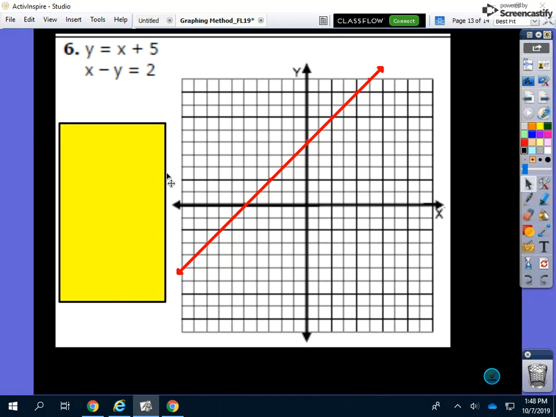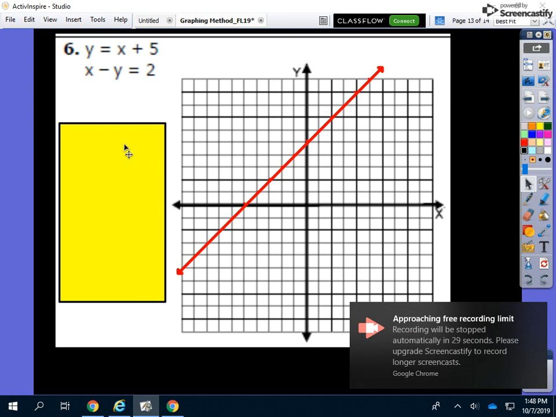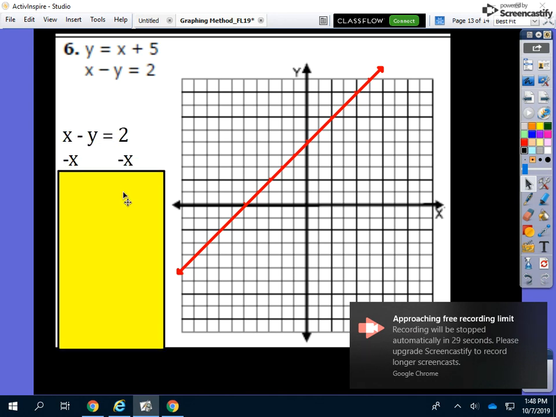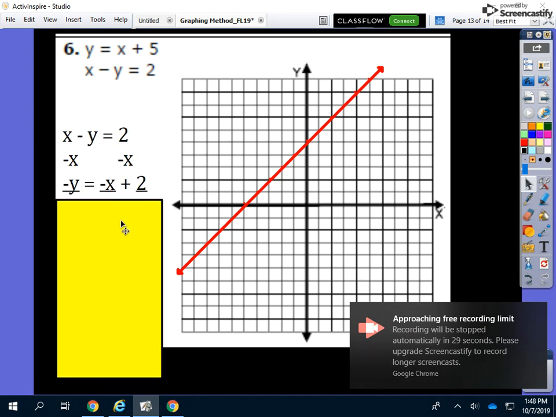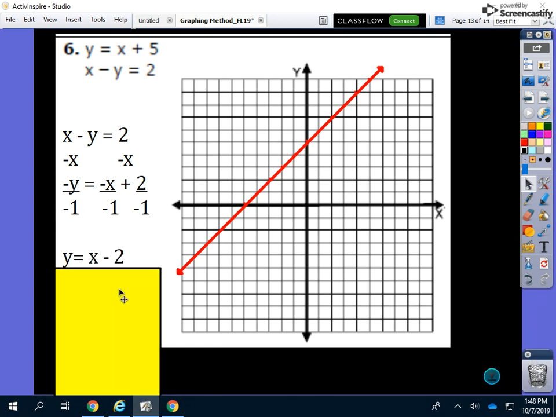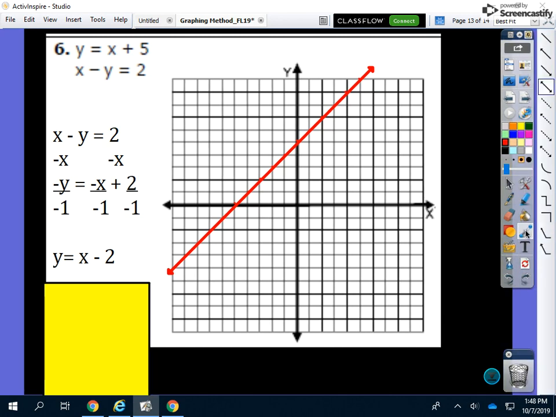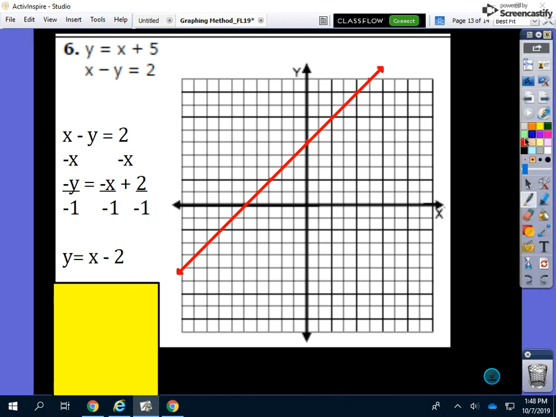The second equation needs to be changed into slope-intercept form. First thing you will do is subtract x from both sides, then divide both sides by -1 to give you y equals x minus 2. Let's go ahead and graph this line. The y-intercept is at -2, and the slope is 1. So you will go up 1 over 1.